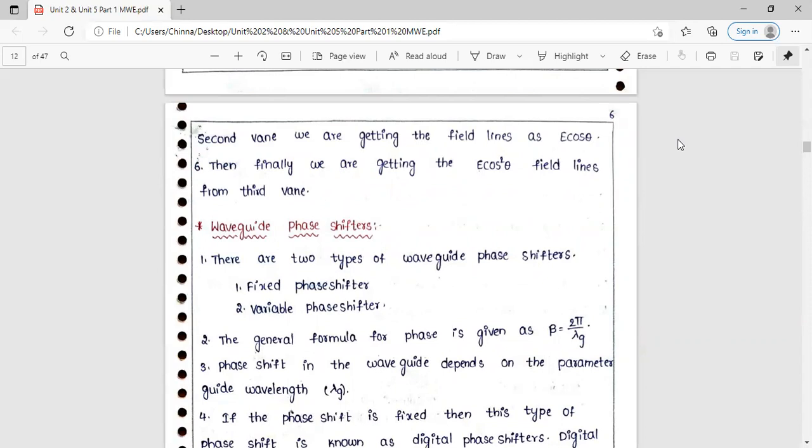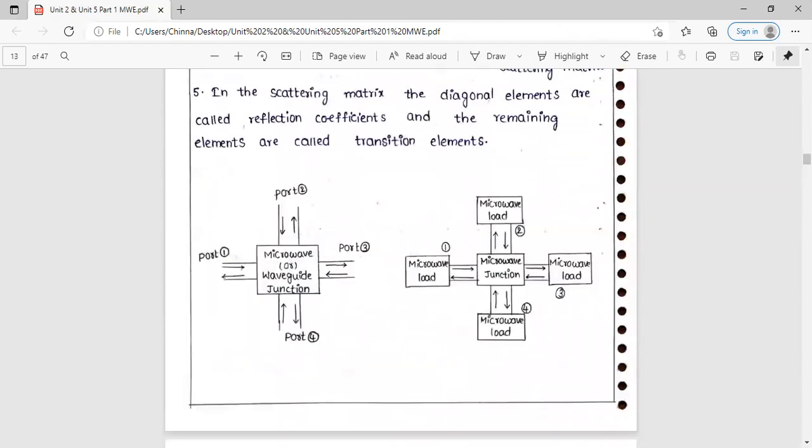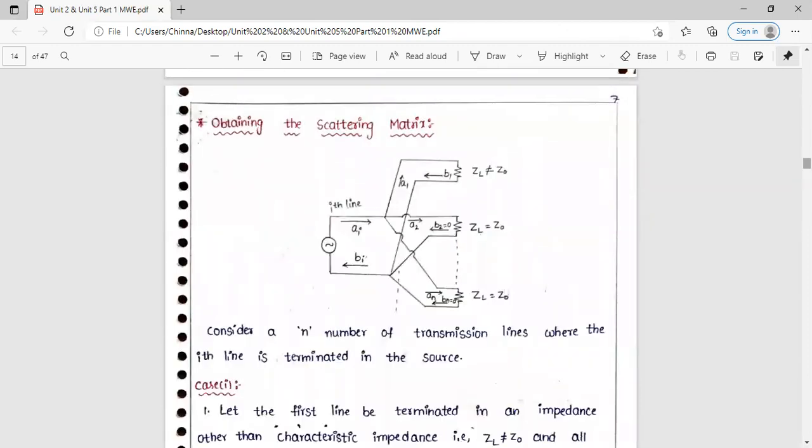Tomorrow we'll discuss the scattering parameter characteristics, and obtaining the scattering matrix, which will be related to the E plane and H plane. I can discuss that tomorrow. Okay, thank you. Any doubts?